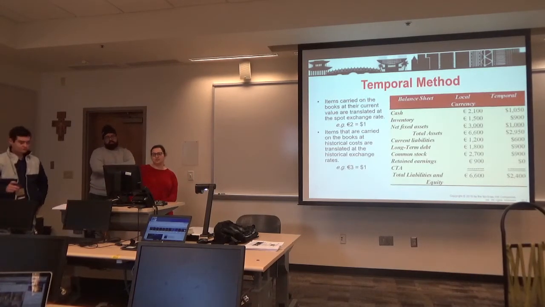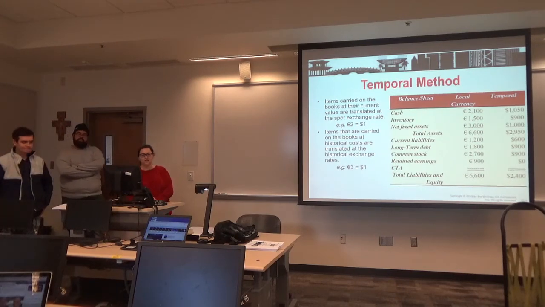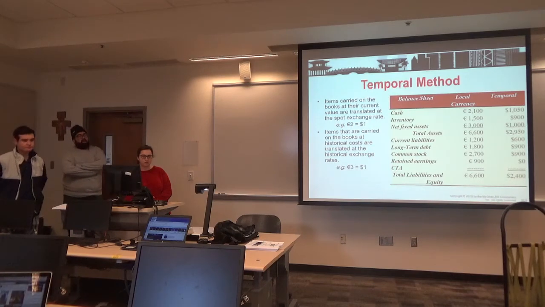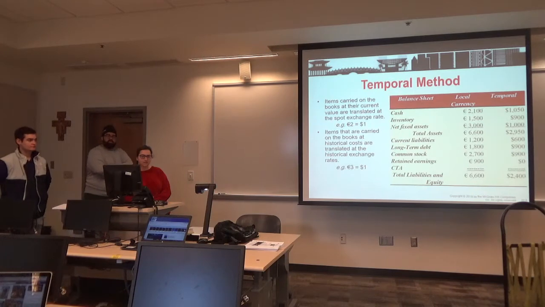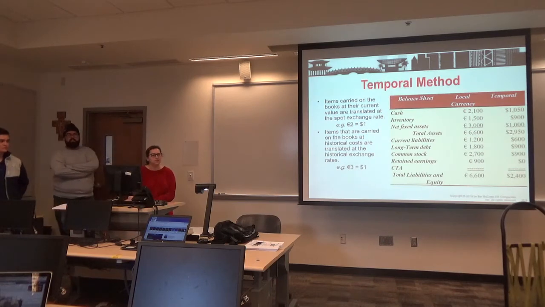So here's an example here. Items carried on the books at their current value are translated at the spot exchange rate. So the example there is 2 euros is equal to $1. And then items carried on the books at historical costs are translated at the historical exchange rate. So example, 3 euros is equal to $1 there. And once again, there's a balance sheet for an example here.